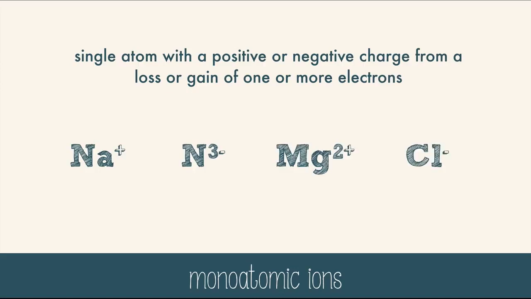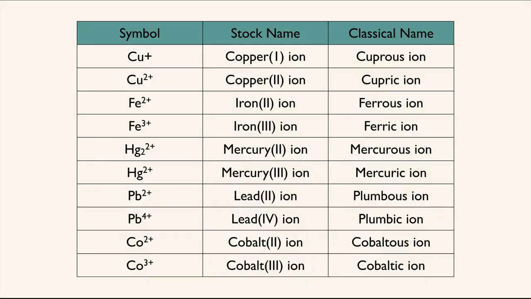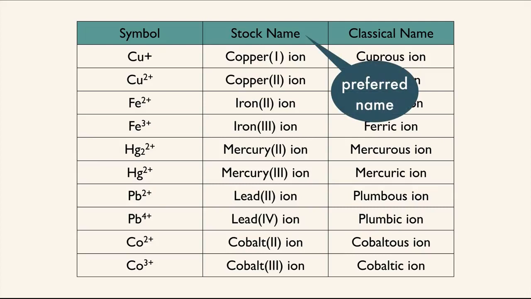There's actually a really easy way to figure out the ions that form from the representative elements. All ions will have the charge, but there are multiple possible charges. In the stock name, you use a Roman numeral to note the charge of the ion.